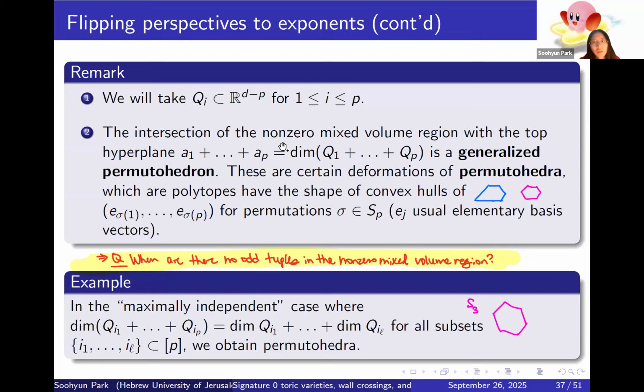So our question about all these monomials vanishing when the signature is 0 basically boils down to when are there no odd tuples in the non-zero mixed volume region? And yes, permutohedra are pretty, but there's an actual reason I'm mentioning these. That's because the conditions under which these points in the non-zero mixed volume regions fail to exist have to do with certain inequalities that define such shapes.